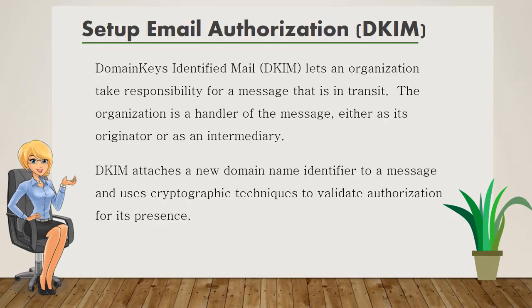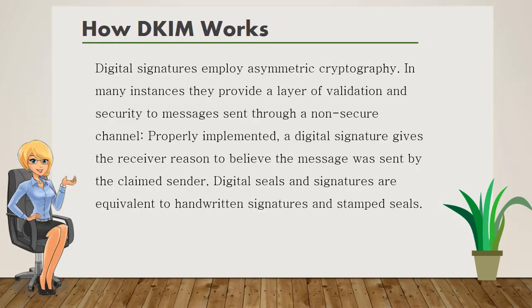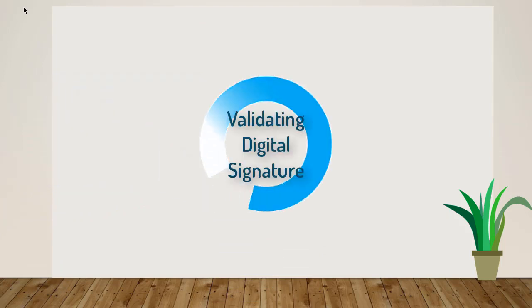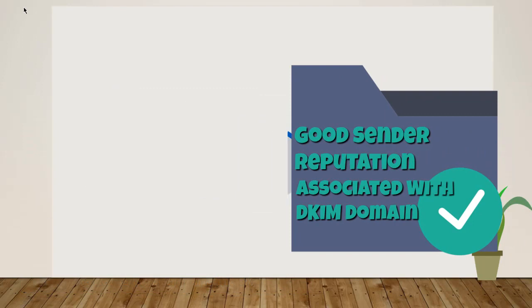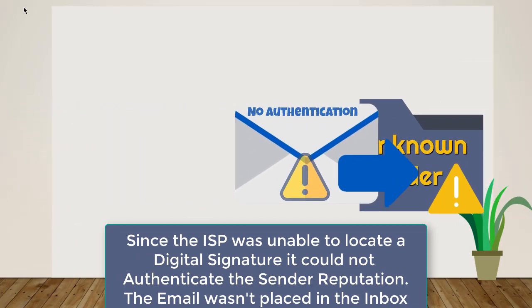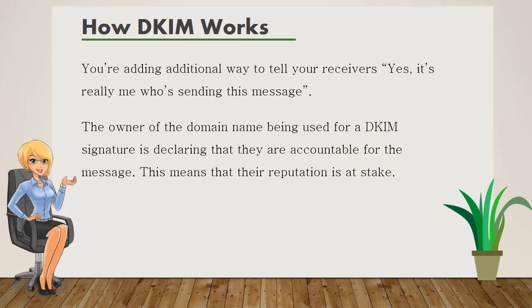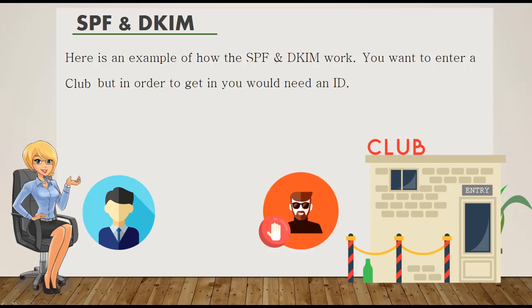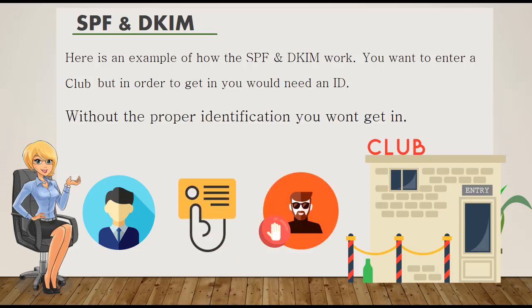Next is the DKIM. DKIM allows you to send an email that can be verified by the ISP. This is done by adding a digital signature to your email that associates it with your domain. When an email has been received with the DKIM signature, the ISP will use their knowledge about the domain to determine the best placement of that email. Basically, your reputation is the basis for whether to trust the message or not. Here's an example. You want to go into a club, but unless you have ID, you won't be allowed in. The SPF and DKIM is that ID that will allow you to prove it's you.